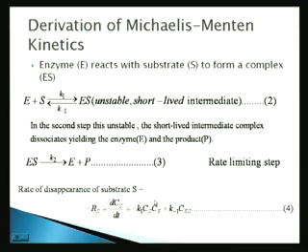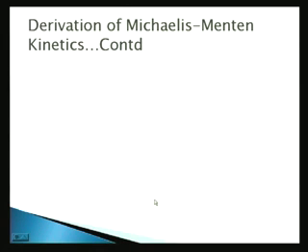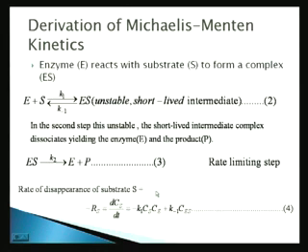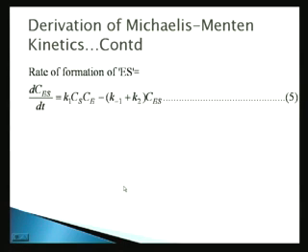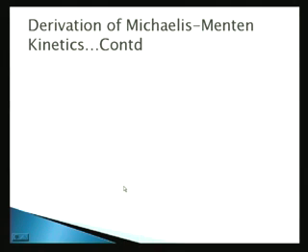Okay. Now, can you write what would be the rate of product formation? Product is here, and product is formed from equation 3. Right. So it should be very straightforward. What is that? Yeah. We'll come to that a little bit.